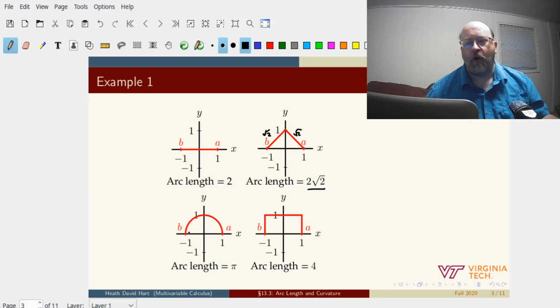If we go around the arc of a circle, the circumference of the circle is 2 pi r. And we're only going around half the circle, so that's just pi r, which, since the radius is 1, is pi. And if we go up and over and then down, each of these segments has length 1, and the total arc length is 4. Arc length is measuring how far you've traveled, which is relevant to, for example, how much fuel you have used up. But it's not the same as just the distance from the starting point to the end point.